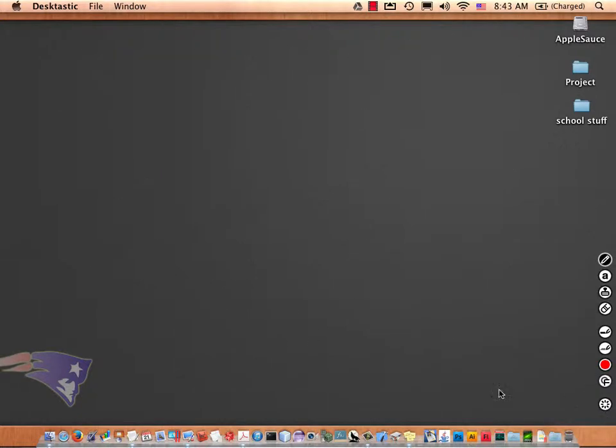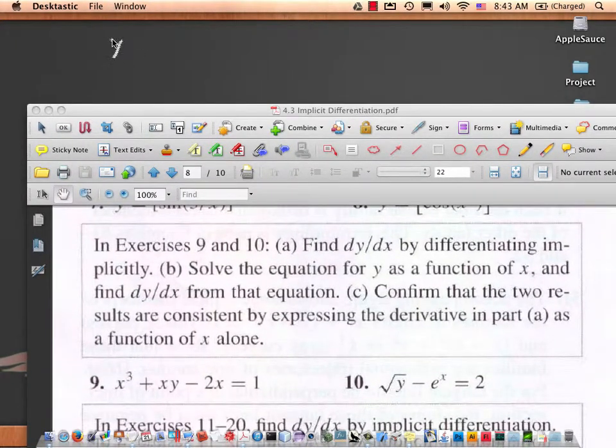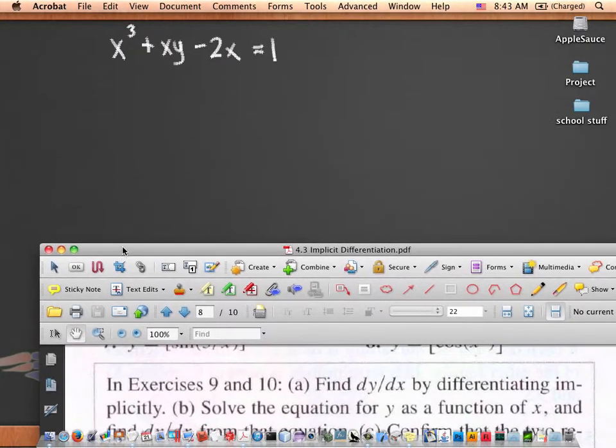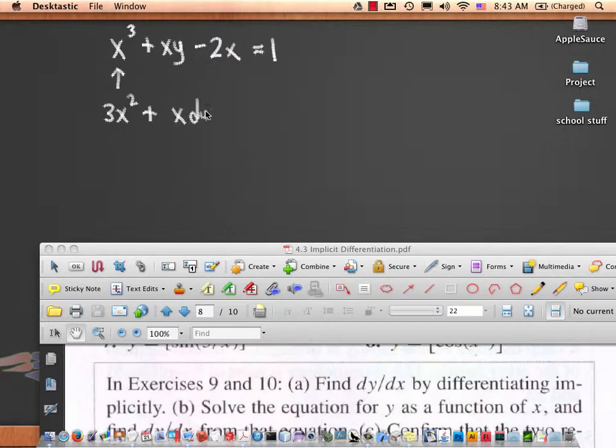Number 9, we've got x to the third power plus xy minus 2x equals 1. So first we find the implicit derivative. What's the derivative of x cubed? 3x squared. Now we encounter a product. So first times the derivative of the second, x dy dx, plus second times the derivative of the first, and this part is not a product, so this is minus 2, equals what?